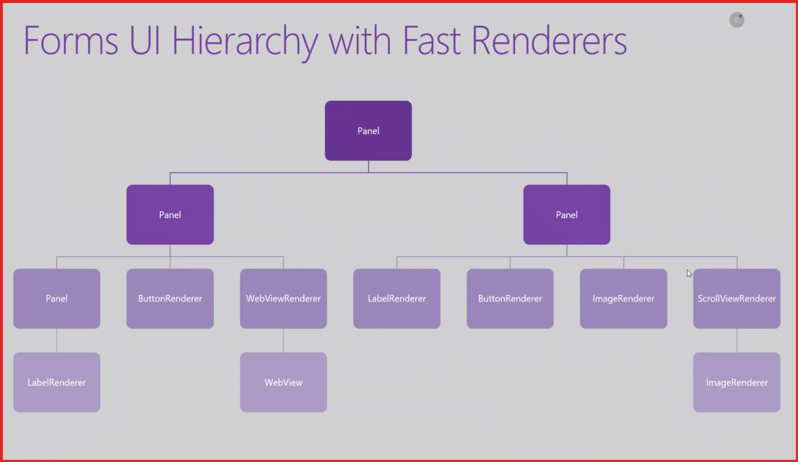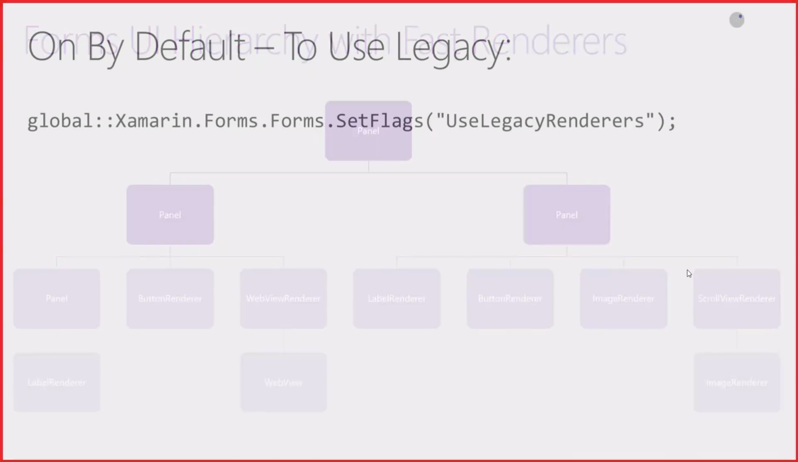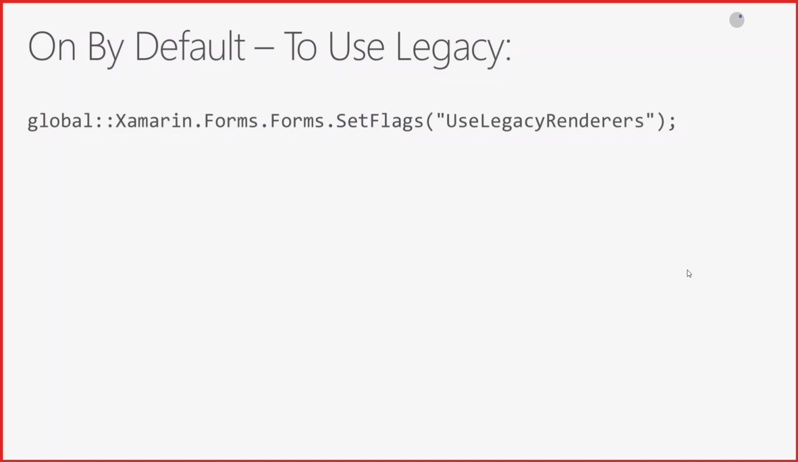But that was the evolution of the FastRenderer, and so now it's been at least a year, and time has come, and we've been asked by many of you, hey, when are you going to unseal them? When are you going to let us extend them? And when are they going to be the default? And so that is now. So they are now on by default. So if you're using Android, you get them for free.